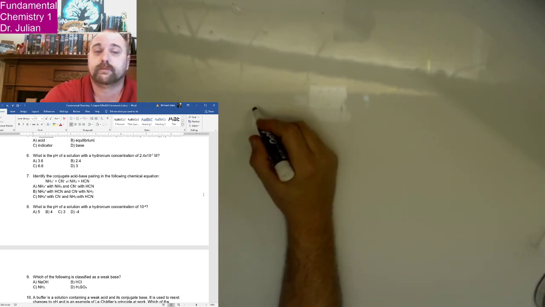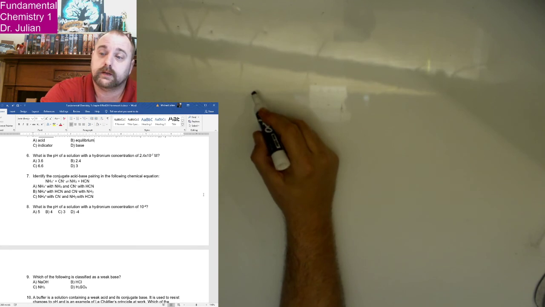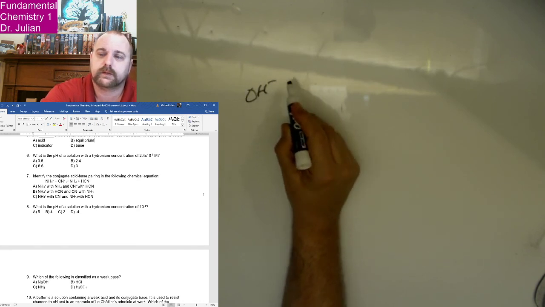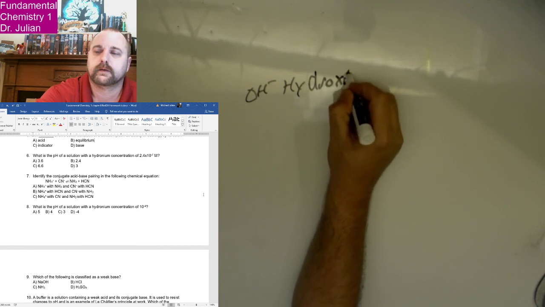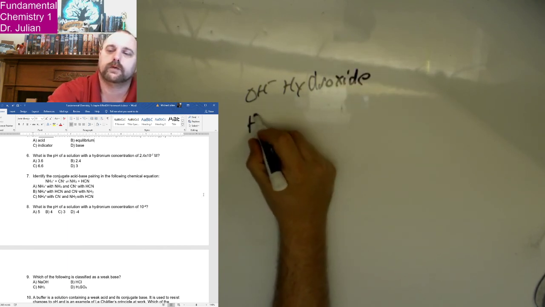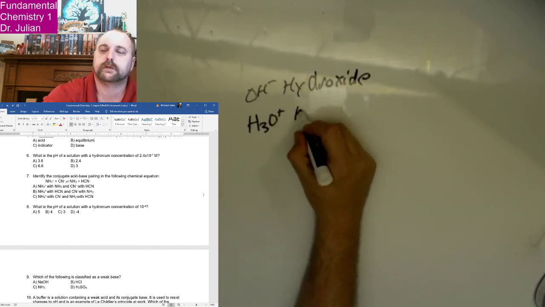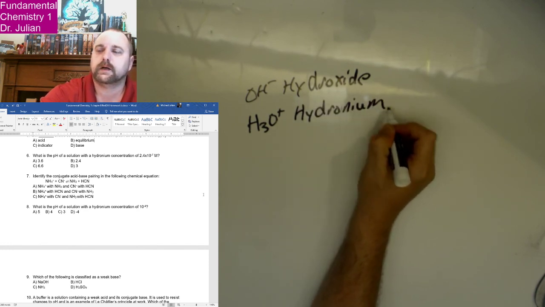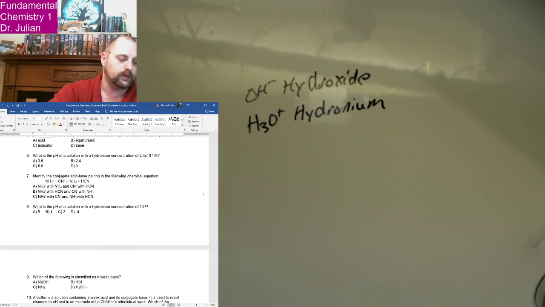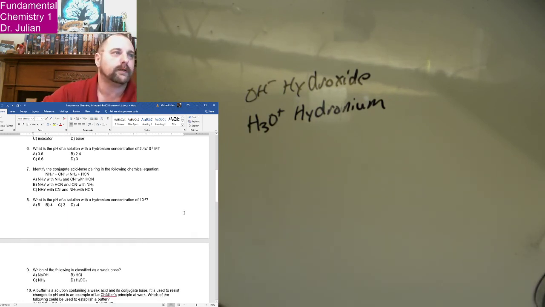All right. So hydroxide is OH minus. It's hydroxide. And hydronium is H3O plus. And my coffee ran out a long time ago. So, man, terrible. Terrible. All right.